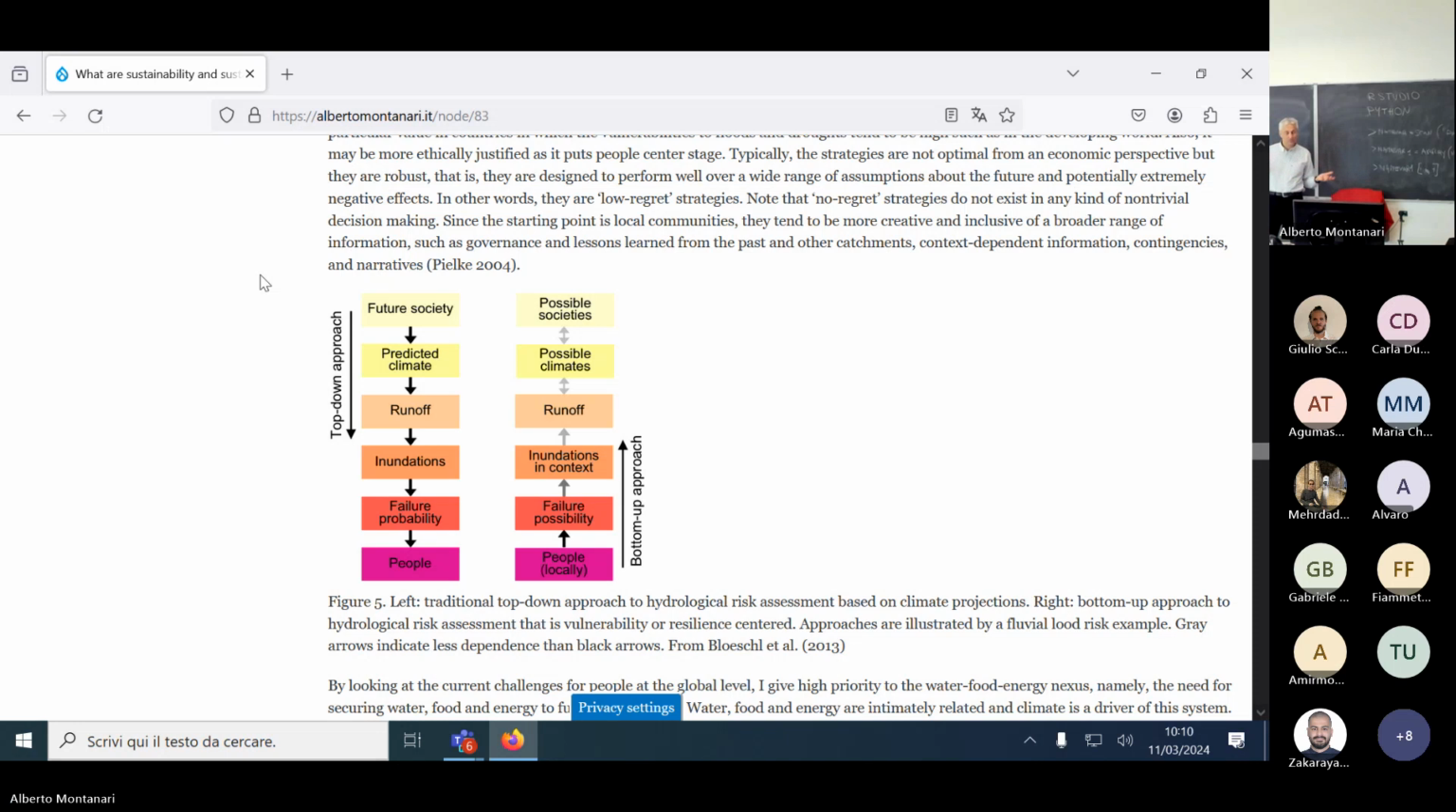And they used a flexible approach. So you can use flexibility and leave to future generations the task of testing with respect to the future. So this is the bottom-up approach.